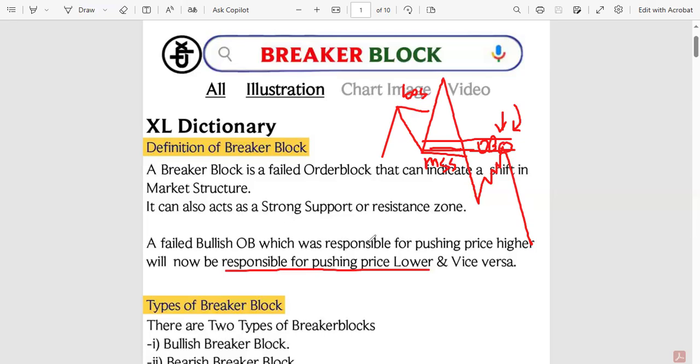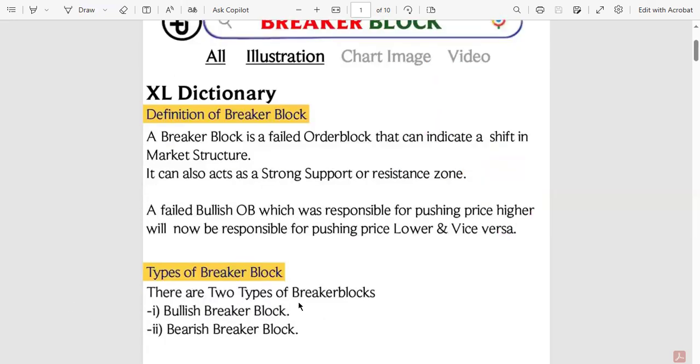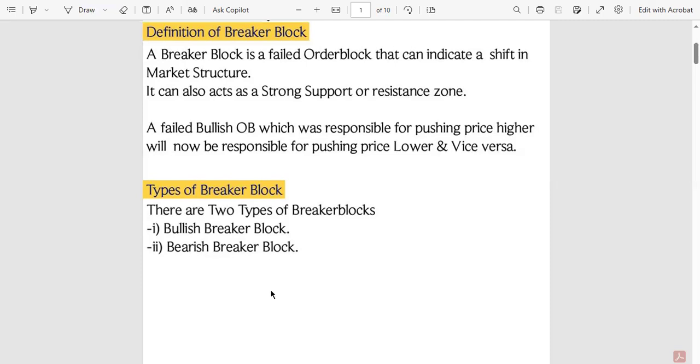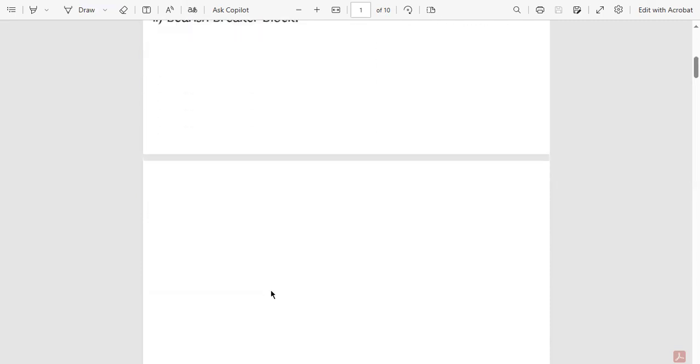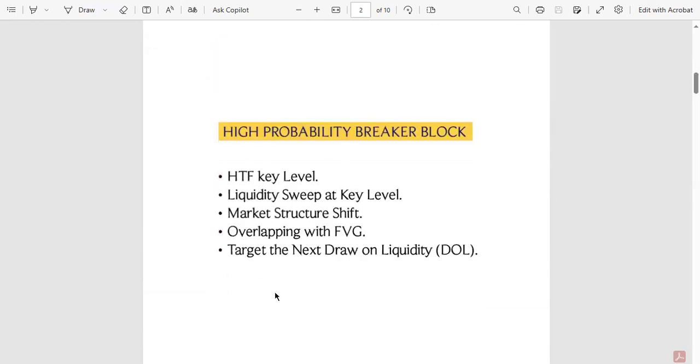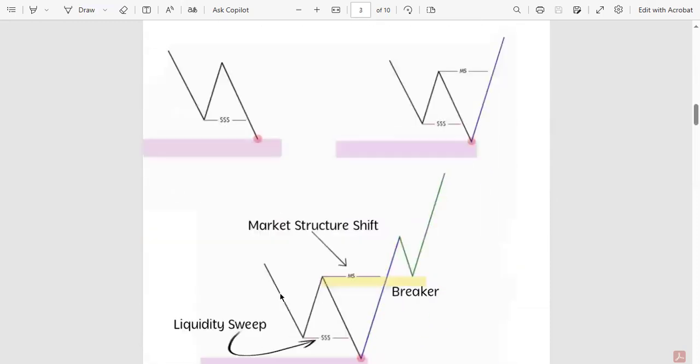It's vice versa if we are dealing with a failed bearish order block. We'll see more examples as we keep on learning. We have two types of breaker blocks: the bullish breaker block and the bearish breaker block. Let me show you the examples on how we can actually see this. Let me go direct to the example.